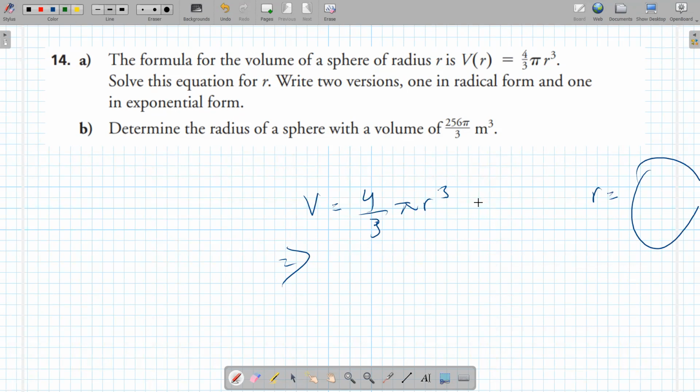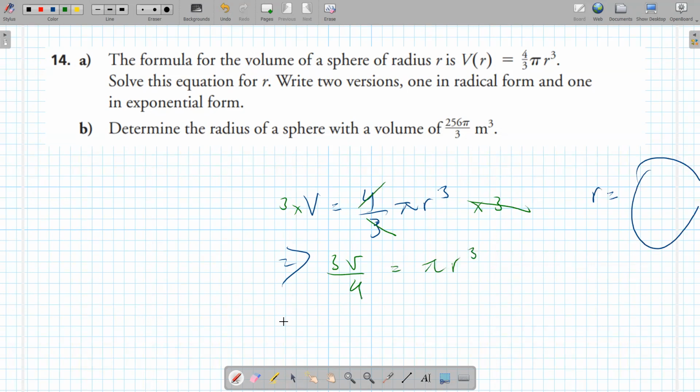You subtract 4 over 3? No, because 4 over 3 is not being added, it's being multiplied. You don't subtract. What you do is you divide both sides by 4 over 3. Or you can look at it this way as well. I'm going to multiply both sides by 3. This goes away. How do I get rid of the 4? You divide both sides by 4, yeah? That goes away. And then we have pi r cubed.